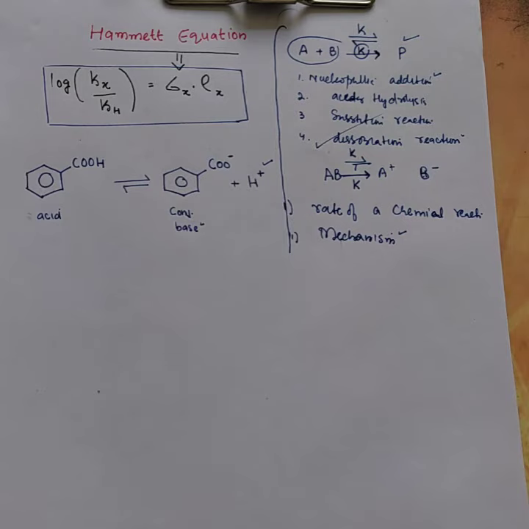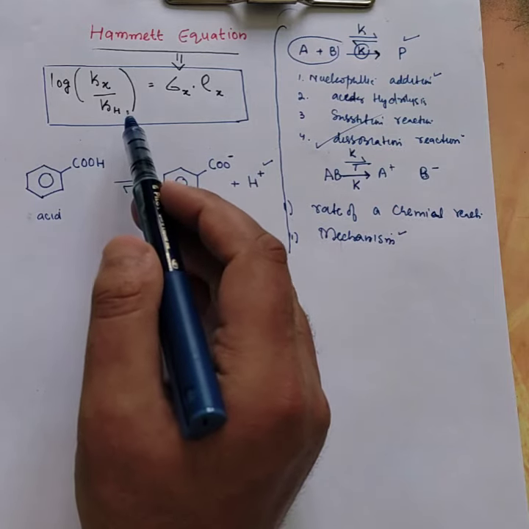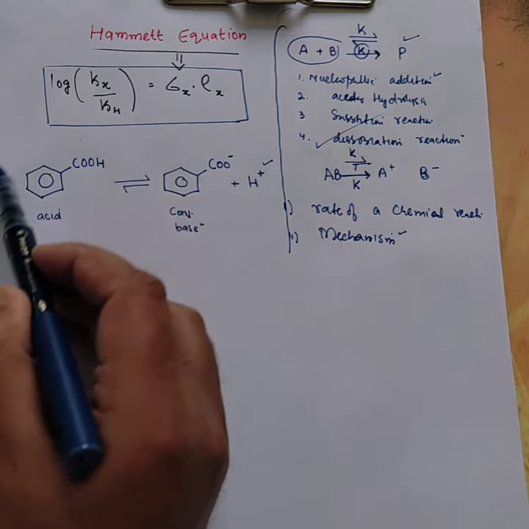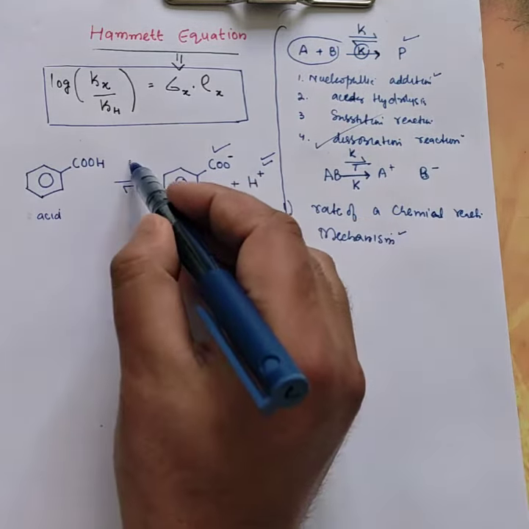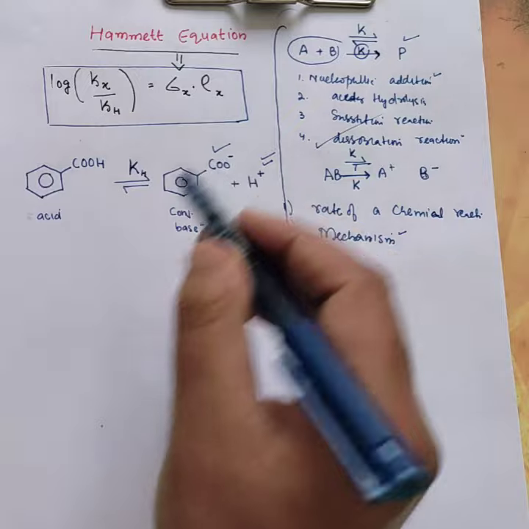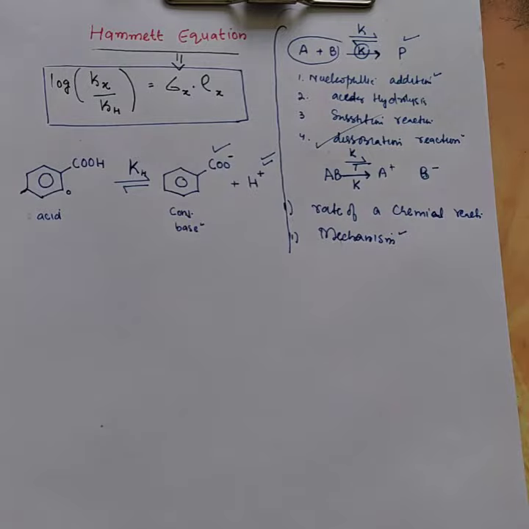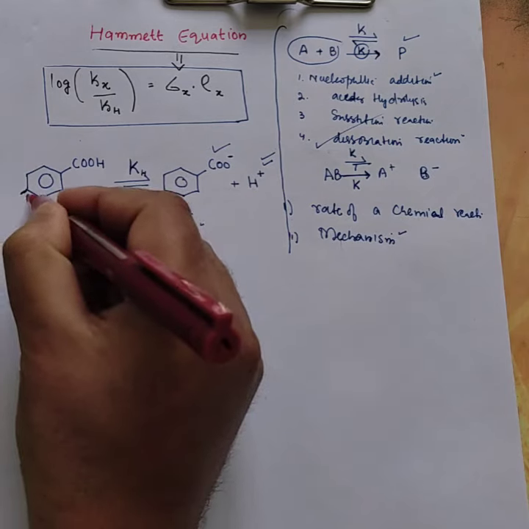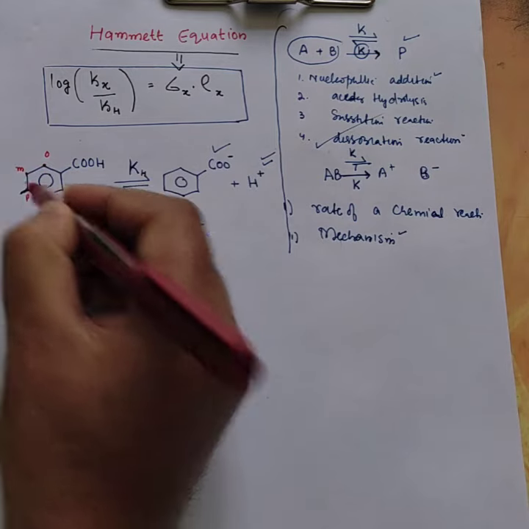Now here you might have got an idea: what does this H actually mean? It actually means that if you have this benzoic acid, it dissociates to give carboxylate ion and H plus. So this is the rate constant or equilibrium constant. Now we'll write it as KH. That means at this position, which is a para position, this is ortho, this is your meta position, this is your para position. Same is the case on the other side.